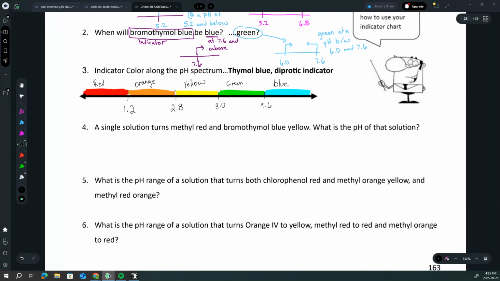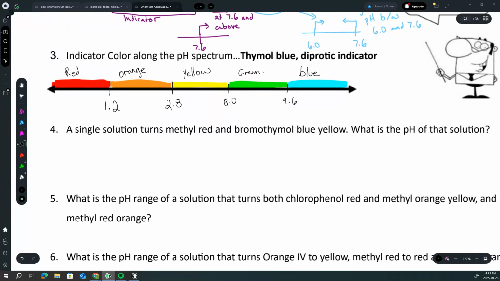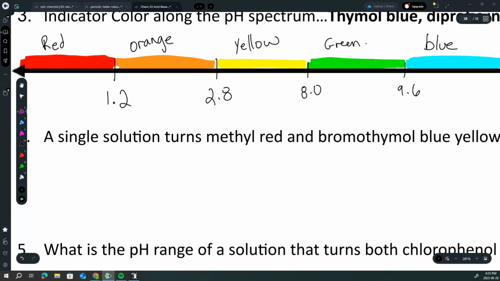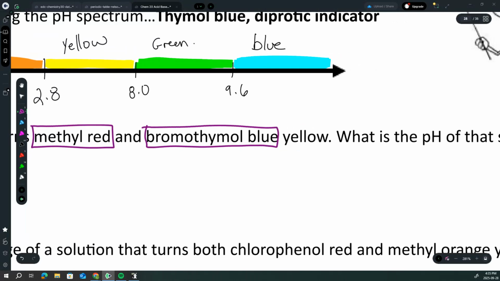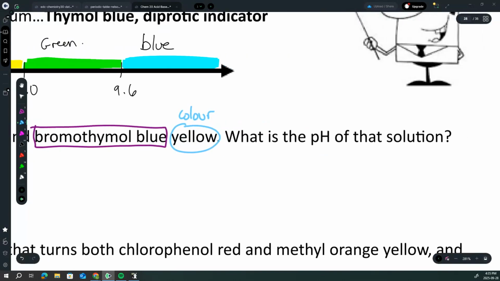Okay, so now we're getting on to a bit more interesting questions using indicators. Okay, so question number 4, we have a single solution turns methyl red, so that is the indicator name, and bromothymol blue, that's the indicator name. So both of these indicators are turned yellow, so this is the color. What is the pH of that solution?